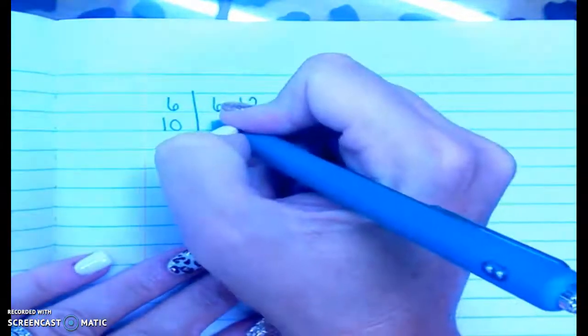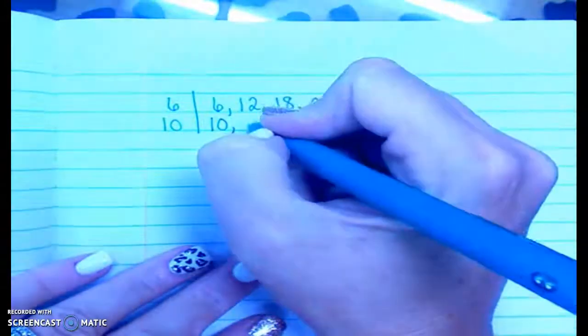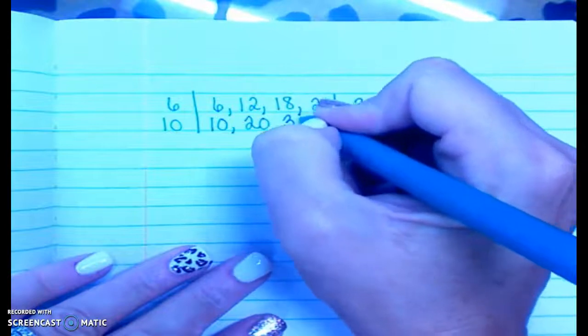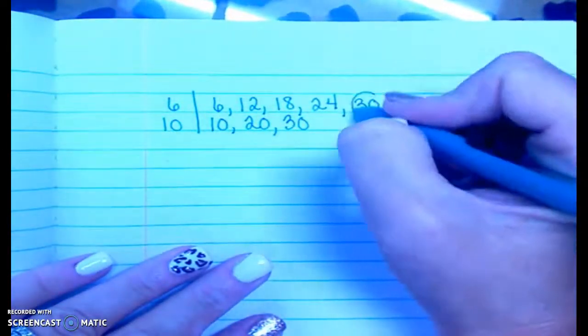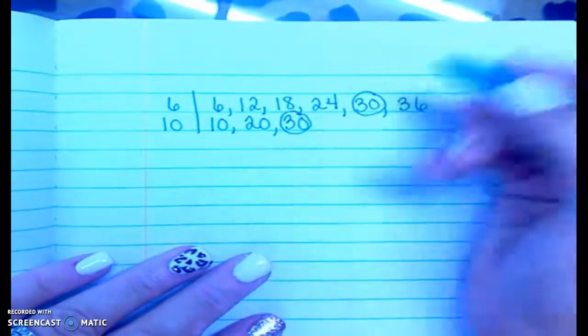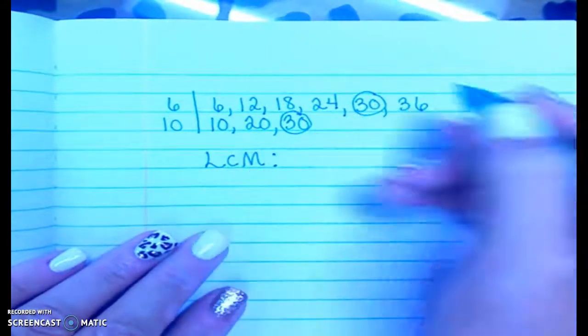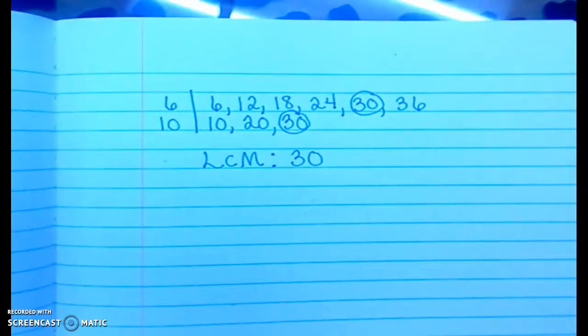All right, our first multiple of 10 is 10. 10 times 2 is 20. 10 times 3 is 30. And then we can see that would be the first number that they have in common. So that makes it the least. So the least common multiple of 6 and 10 is 30.